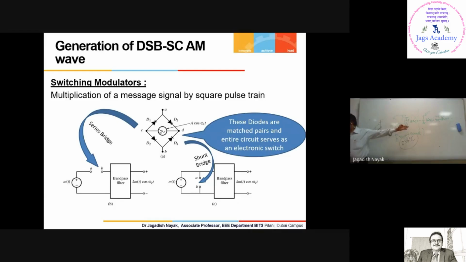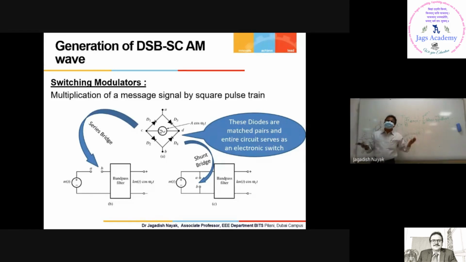A square wave can be represented using Fourier series expansion, right? When you represent this periodic square wave using Fourier series expansion, you get this. In this, you have M of t into cos omega ct, M of t into cos 3 omega ct, M of t into cos 5 omega ct. Somewhere, one term corresponds to the one which you require, yes or no? That is your double sideband suppressed carrier wave. Other things you don't require.